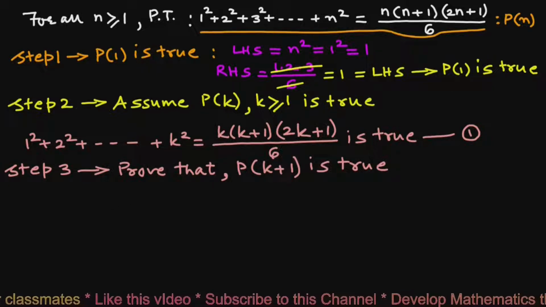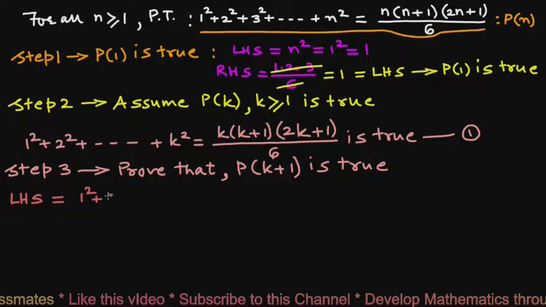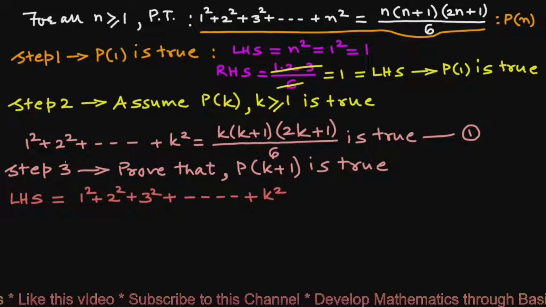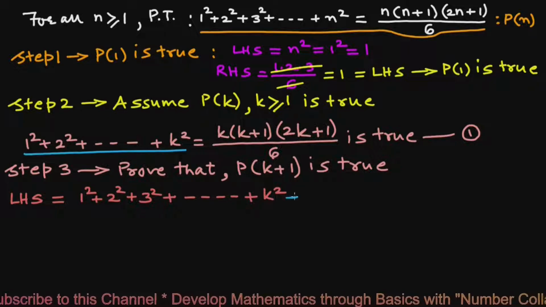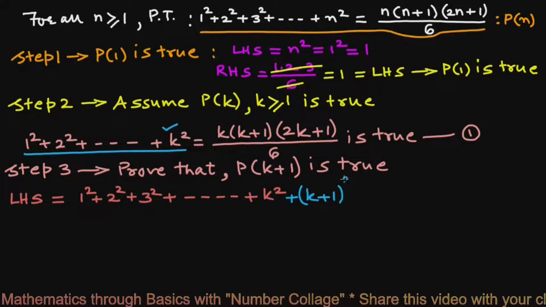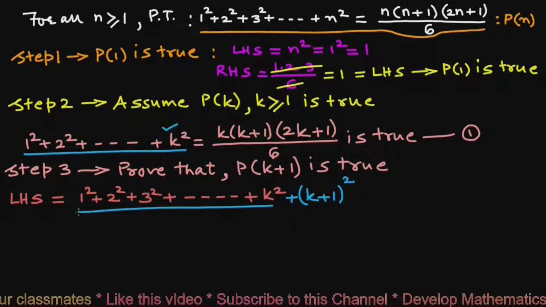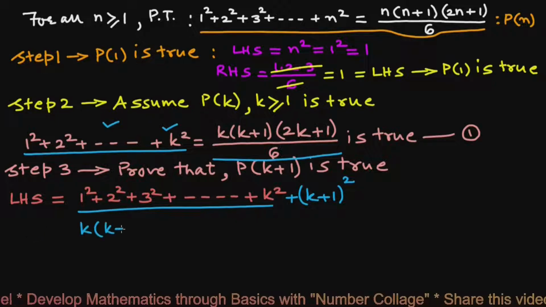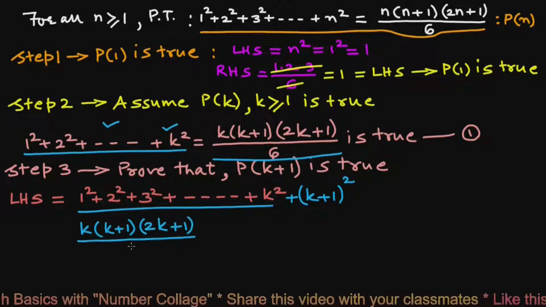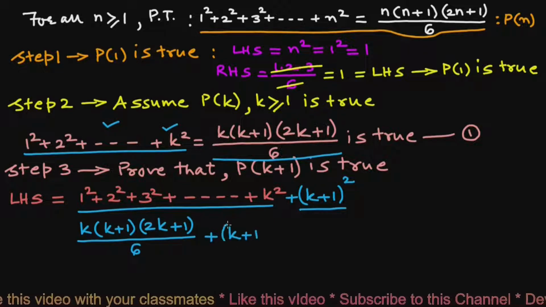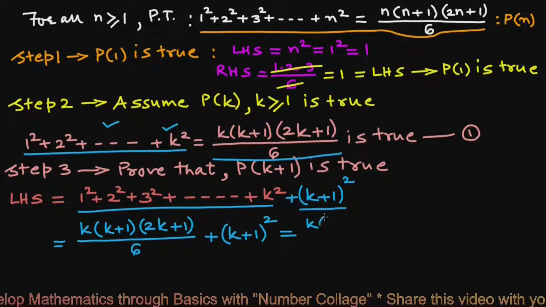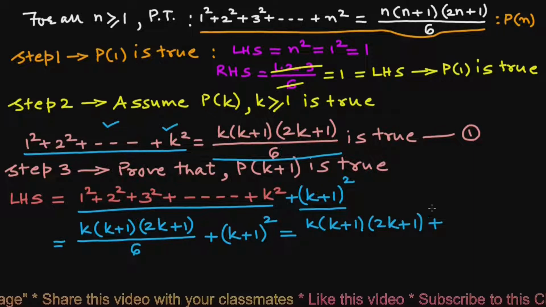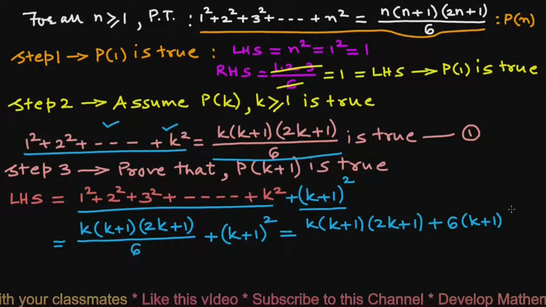So first we will solve the left hand side. 1 square plus 2 square plus 3 square plus so on and so forth plus k square, and it will be up to this. Next we have to put in place of this k plus 1 whole square. Now we know that up to this, according to this, we have this value which we write here, k into k plus 1 into 2k plus 1 upon 6 plus this part k plus 1 whole square. That will be k into k plus 1 into 2k plus 1 plus 6 multiplied by k plus 1 whole square, upon 6.